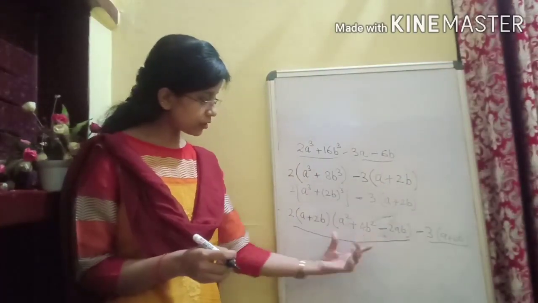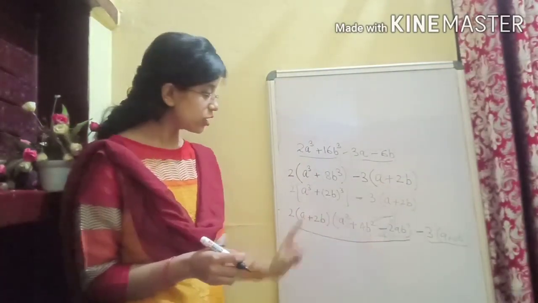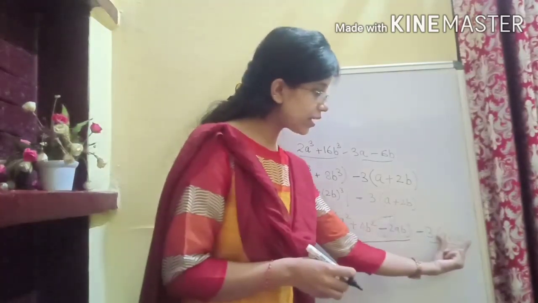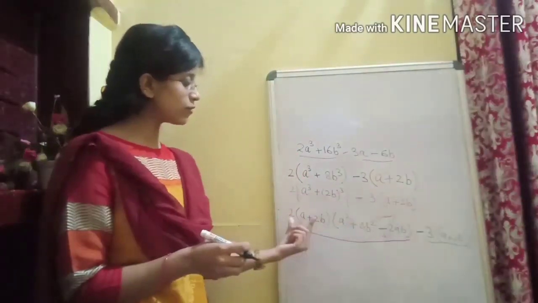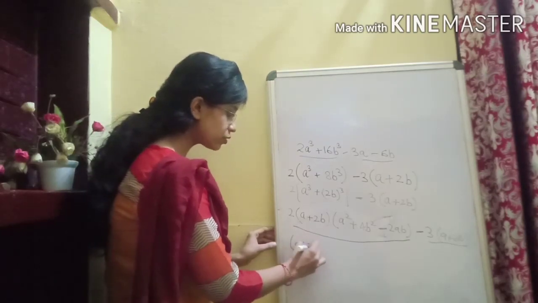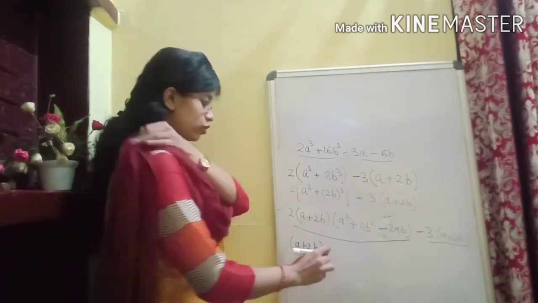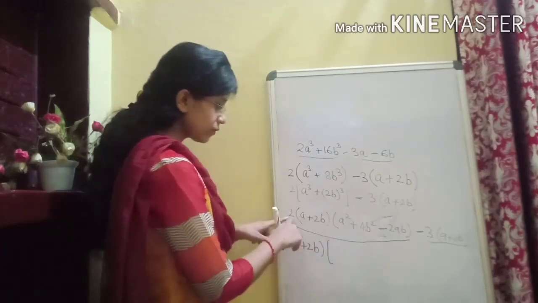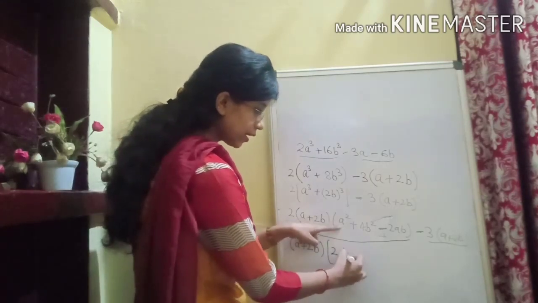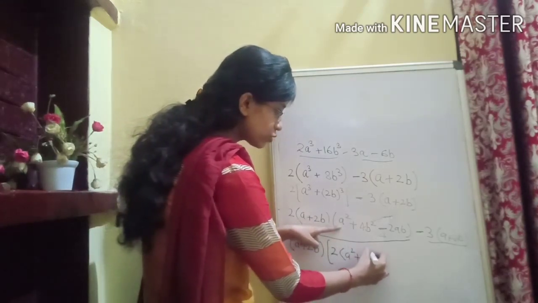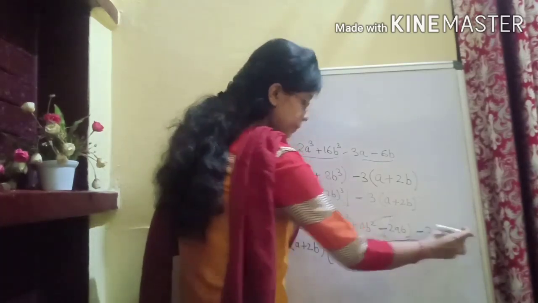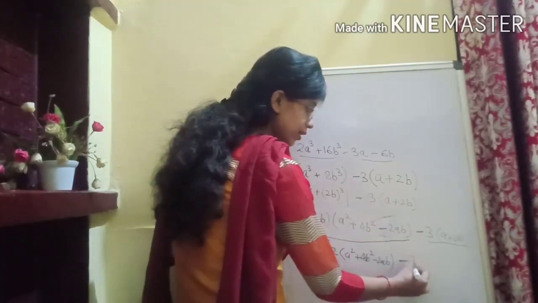Now if you see in your first term, these things are in multiplication. Here in the first term we have a plus 2b. In the second term also we have a plus 2b. That means in both the terms we have this bracket. So can we take it as common? Yes, a plus 2b we can take as common. So we are left with, in the first term, a square plus 4b square minus 2ab. And minus, since a plus 2b is already common, we have this 3.